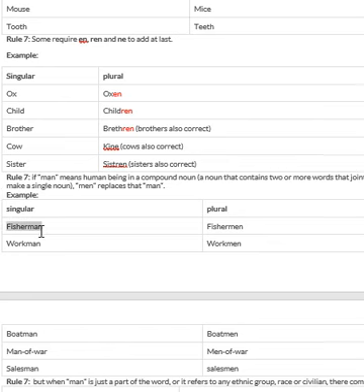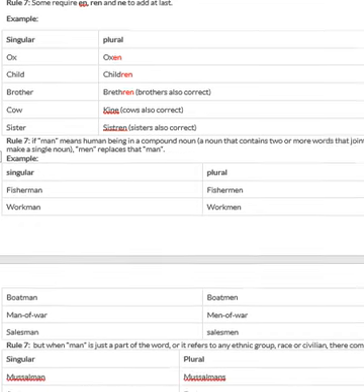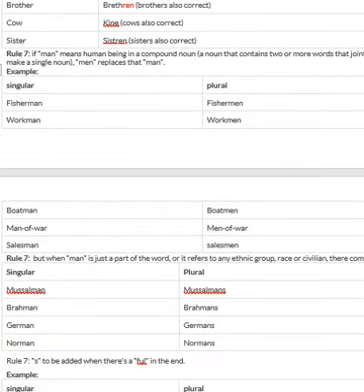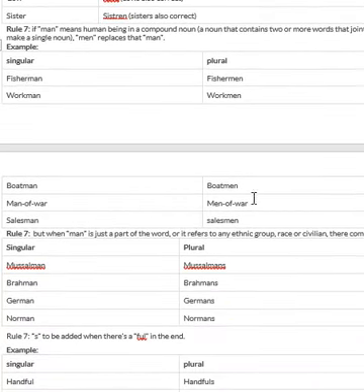If the word means a human being here, then you cannot make it plural with s. You will have to change the word man to men, a to e. Workman becomes workmen, because these men are identifying human beings. Boatman becomes boatmen. Man of war, men of war. Salesman, salesmen.